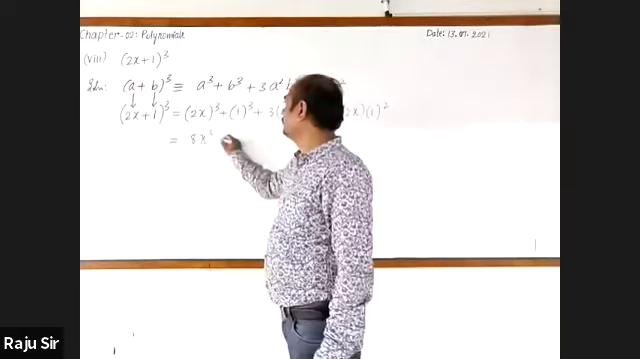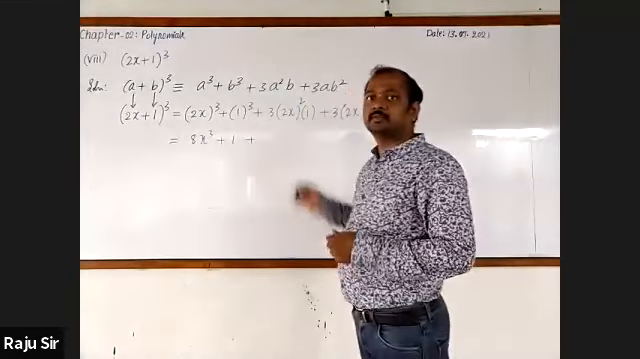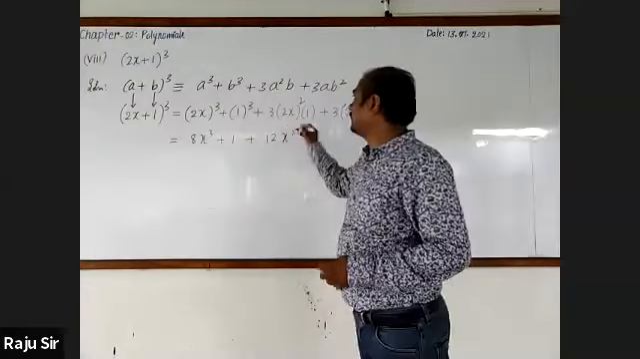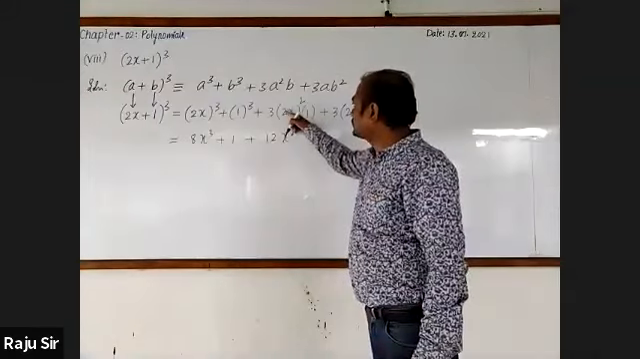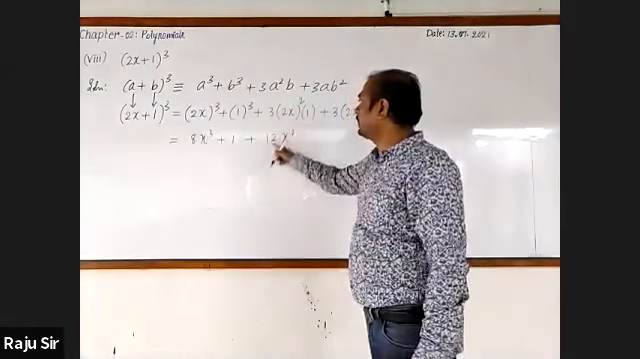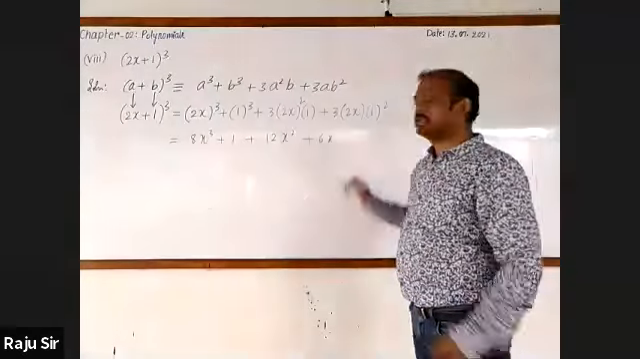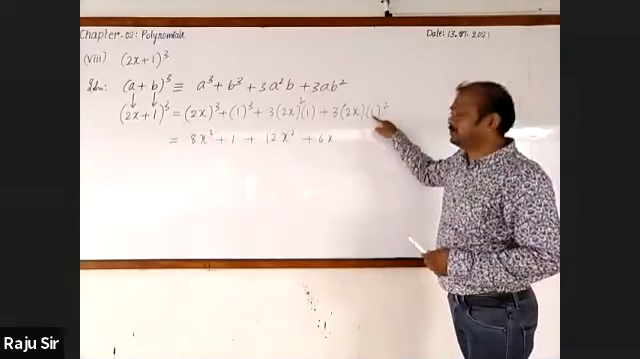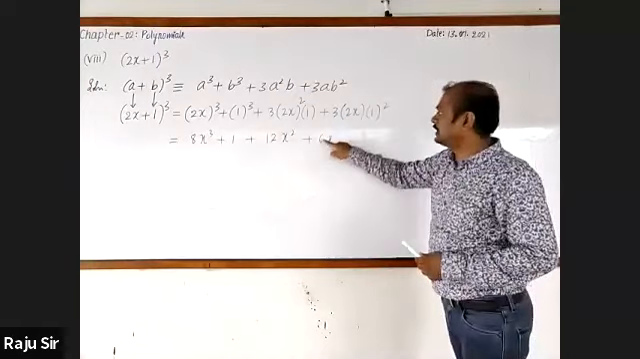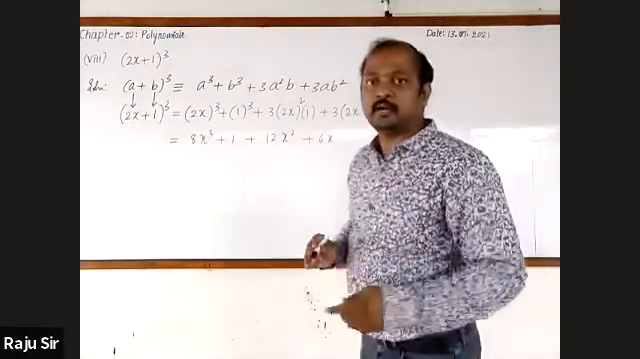Daksh, continue. What is 1 cube? 1. What about next? 12x square. See, consider it: your square should be applied to both 2 and x. 2 square is 4, 4 times 3 is 12, 12 times 1 is 12, x whole square. And tell next term. Plus 6x. Very good. Here 1 square is 1. First you focus only on the numbers. 1 square is 1, 1 times 2 is 2, 2 times 3 is 6, into x. So it is 6x.